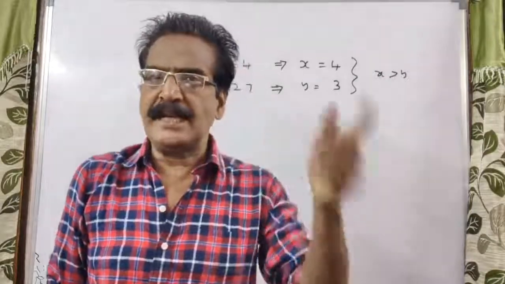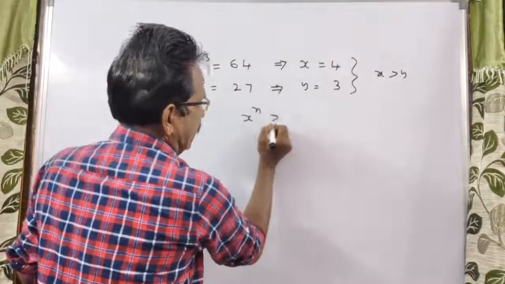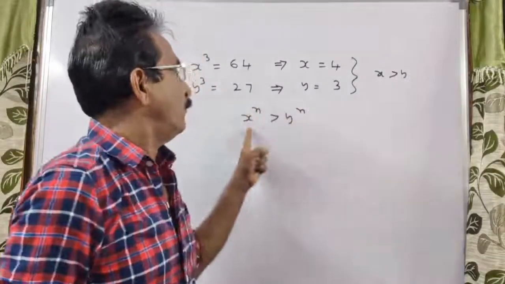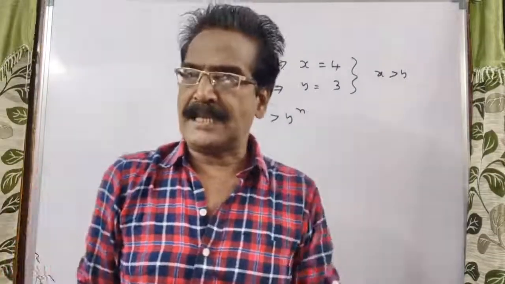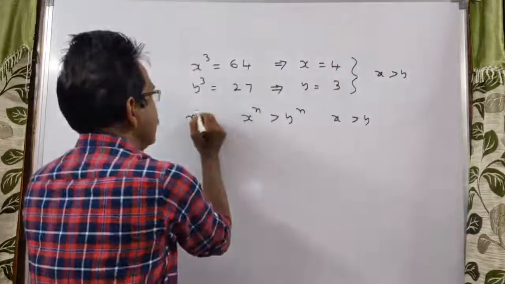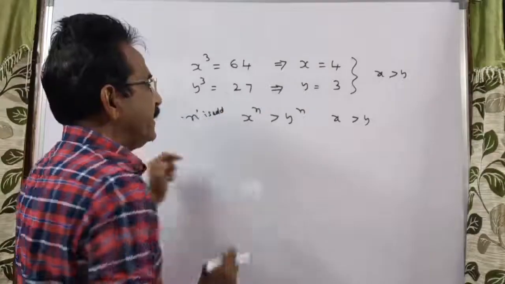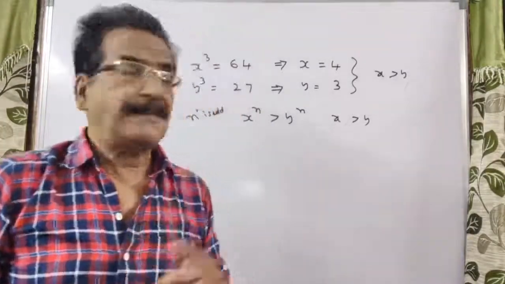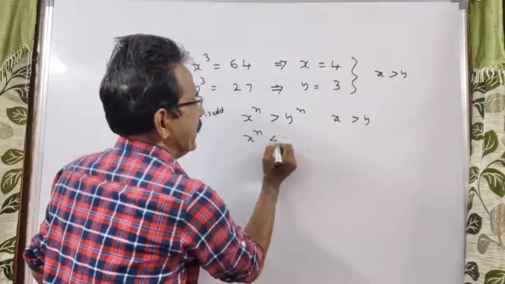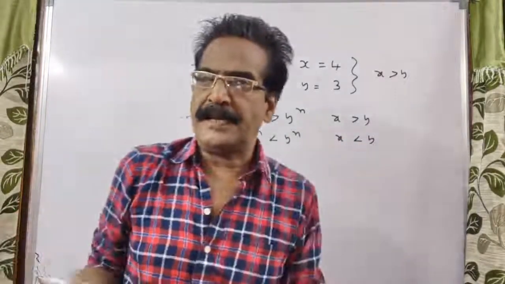Not only cubes, in case of any odd power, x power n greater than y power n, if n is odd. If n is odd, x power n greater than y power n implies x greater than y, and if x power n less than y power n, then x less than y. There is no plus or minus business.